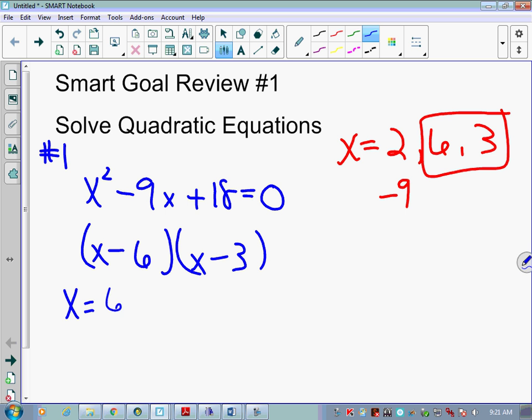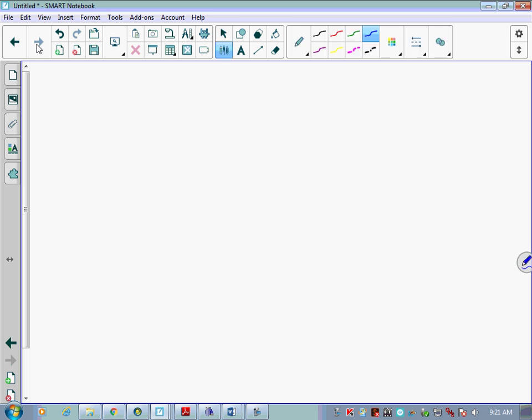6 and 3. Okay, raise your hand in here if you got 6 and 3. 1, 2, 3. 3 people. Okay. At this point, if this question was on the test, everybody in here would have to get every other question right for us to move on. Okay? So, do we understand what to do when we see this question? Okay? Factor it. Okay, let's look at the next question, number 2.